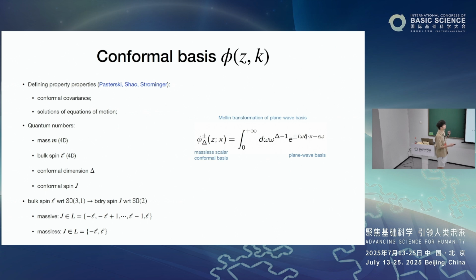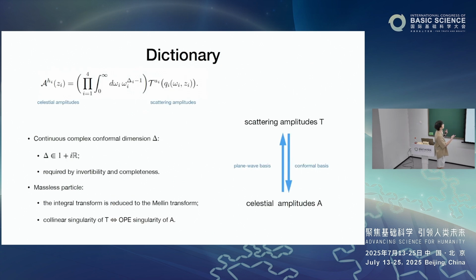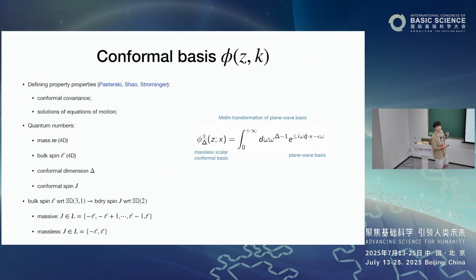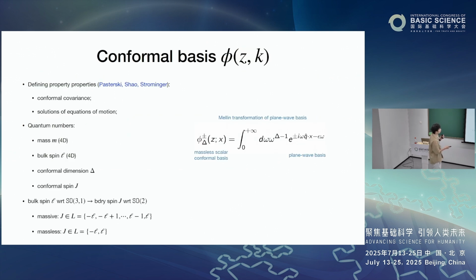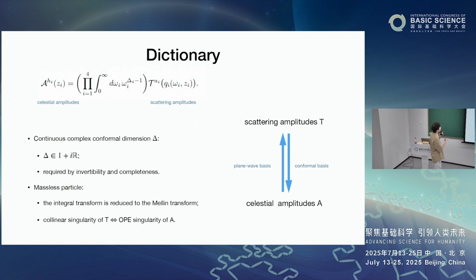It's just derived from the plane wave basis by performing the Mellin transform. That's why the dictionary here is just a Mellin transform, because the bases are related by Mellin transform. Okay. Any question about this? Okay. And if there are no questions, I will go further. So here I introduced the conformal primary basis for massless particles, and also the dictionary for the celestial amplitude, which can be thought of as conformal correlators.